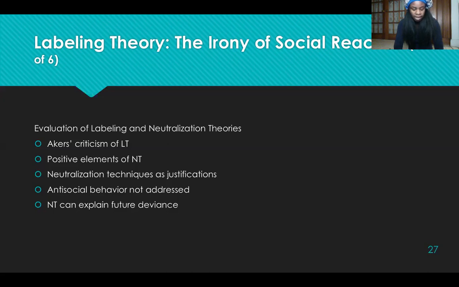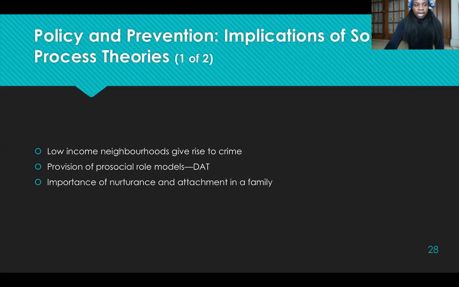Okay. The last section of chapter 7 goes into the policy and prevention implications of social process theories. So the bottom line for all subcultural theories is that low-income neighborhoods harbor values and attitudes conducive to criminal behavior. Thus, if learning crime and delinquency within a particular culture, hold on, pause.